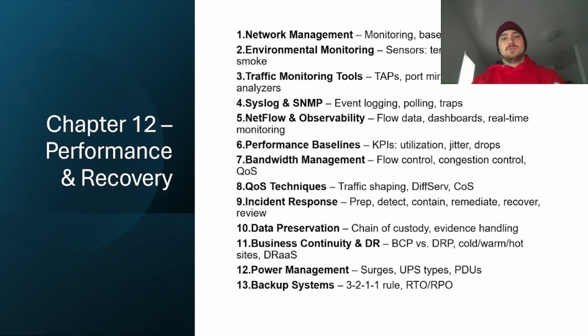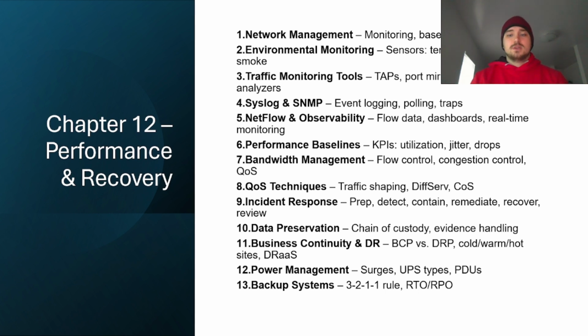Then we have NetFlow and observability, which include flow data, dashboards, and real-time monitoring. Then we have performance baselines, which include KPIs, which then include utilization, jitter, and drops. And then we have bandwidth management, which has flow control, congestion control, and QoS. QoS techniques: we have traffic shaping, DiffServ, and CoS.